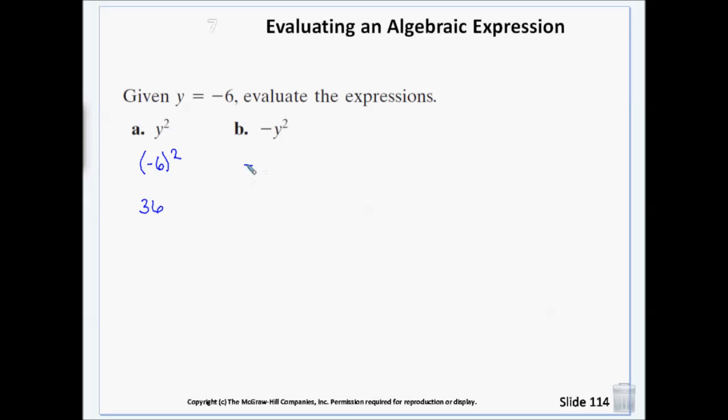Here I have a negative hanging out front, so that negative just hangs out. And then I get negative 6 squared. Now, this is not the same thing, because I have to do the exponent first, which gives me a positive 36, and this negative just hangs out. So be really careful of that. You have to do exponents before you do multiplication, and when you change the two negatives to a positive, you're really multiplying by negative 1.